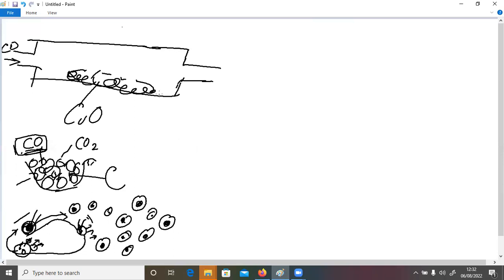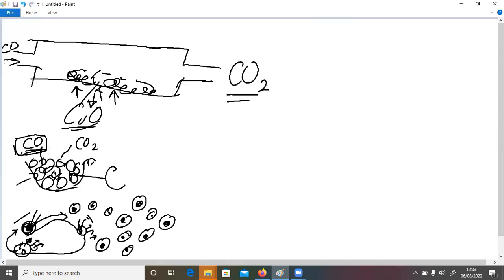So what I was saying is that this carbon monoxide is passed over heated copper oxide. You apply heat to the copper oxide. Once it is heated and you pass the gas, as it is passing, it will pick the oxygen from the copper, and this is called a reduction reaction, and carbon dioxide is produced on this end.